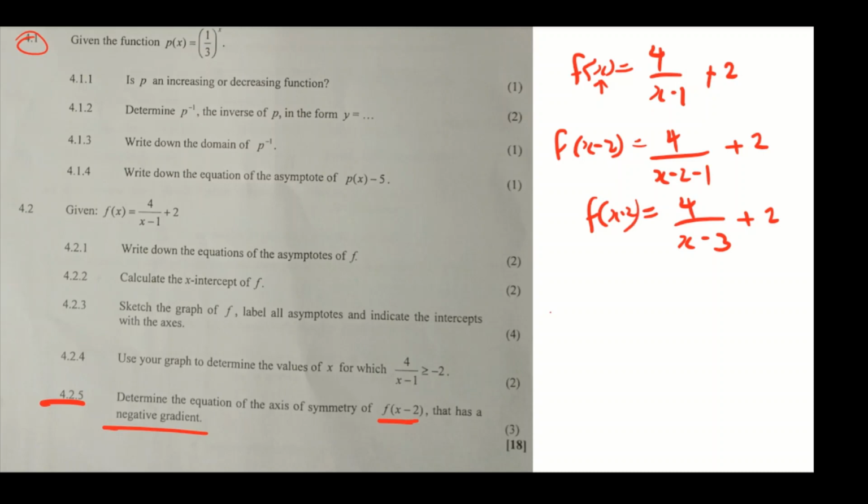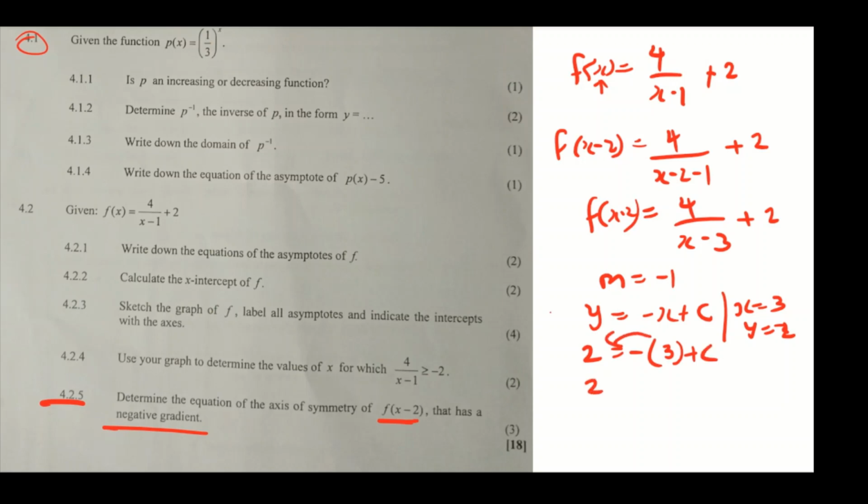So to find the axis of symmetry that is negative, we know the gradient is equals to minus 1. So it's y is equals to minus x plus c, basically. And then we're going to use the asymptotes. So in this case, the asymptotes x equals to 3, y is equals to 2. We're going to substitute them. Where there's y, we put 2 equals to minus, where there's x, we put 3 plus c. So to find c, this transposes to the other side, we have 2 plus 3 equals to c, which is equals to 5. And then y is equals to minus x plus 5. So that's how we find the equation of the axis of symmetry, which is negative.